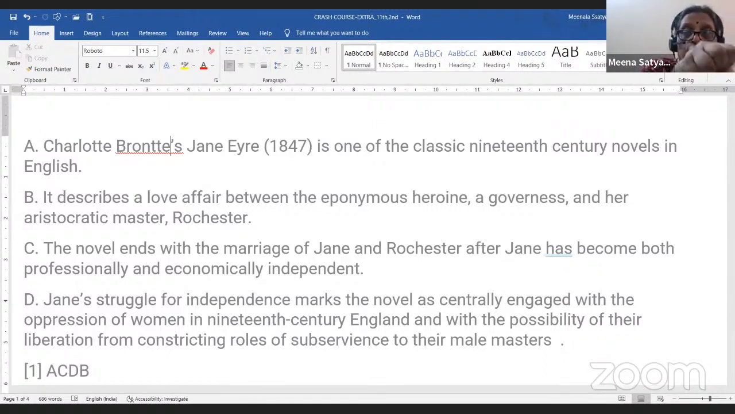This is how you should look into the starting, the ending, the pronouns, the connectivity, and the conclusion. So this is the story starting, the story ending, and you're talking about the struggle of the heroine in the novel, how she struggles with the way women were oppressed in the 19th century England and how they liberated themselves from the role of subservience to their masters. So that is the entire summarization of the whole thing.